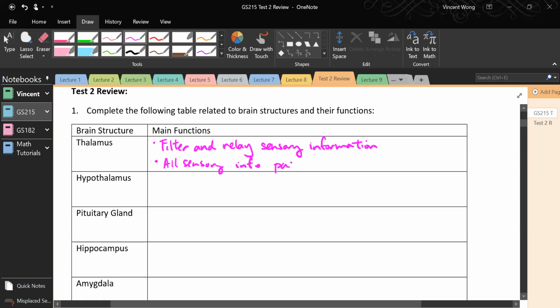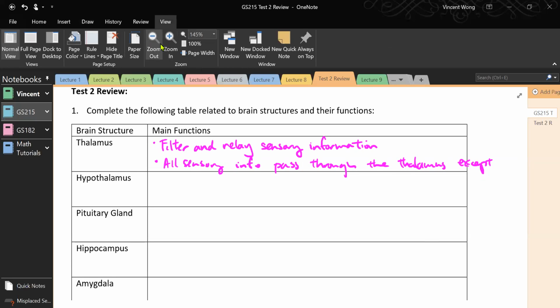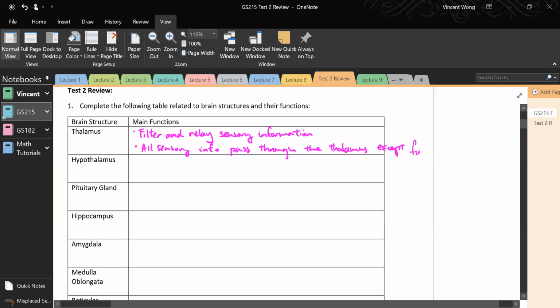So all sensory information passes through the thalamus, except for smell. How many thalamus do we have? Someone please tell me.